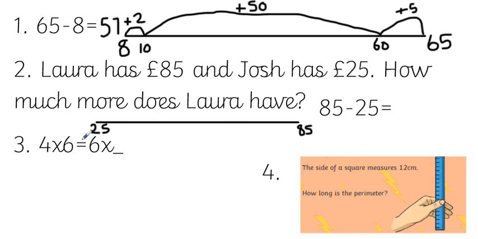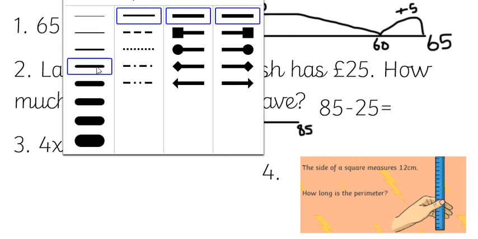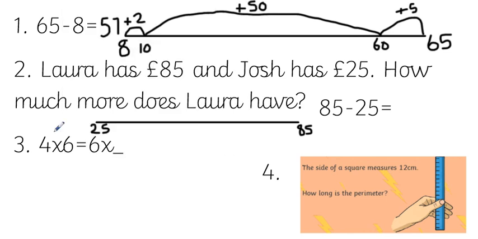Okay, now question number 3. 4 times 6 equals 6 times 4. Now, if I show you this array for the first one, let's make my pen a little larger so that you can see it a bit more clearly. Here we go. So, the 4 times table 6 times.